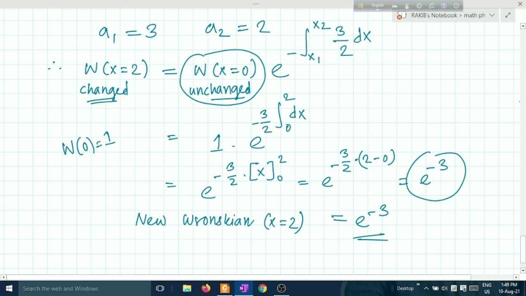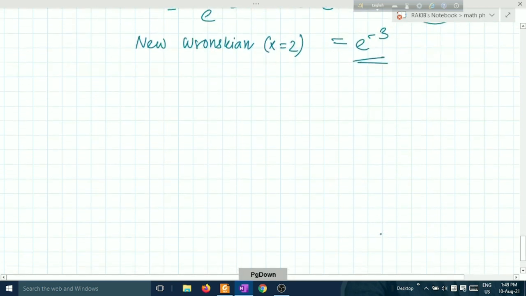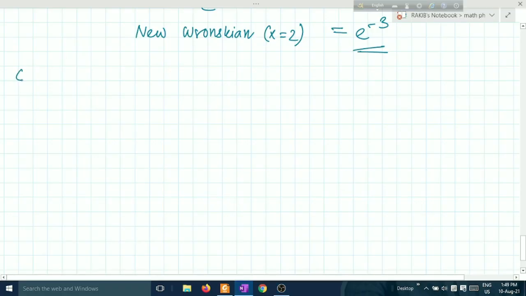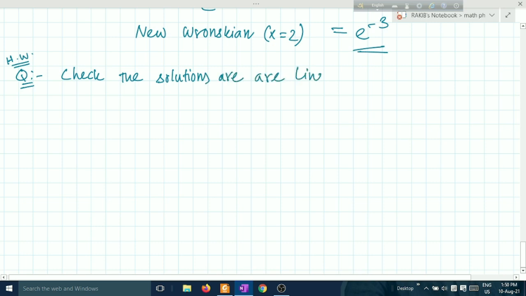After this, I am giving some problems related to the Wronskian. These are the homeworks for you. You can comment in the comment box, or you can do it in your solution book. The question is: check whether the solutions are linearly dependent or not.